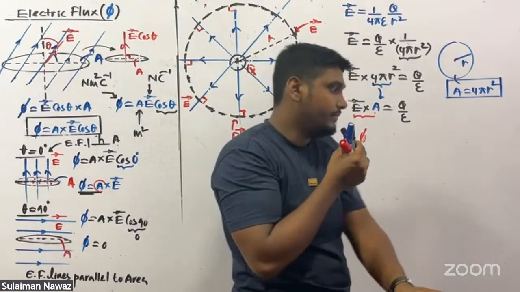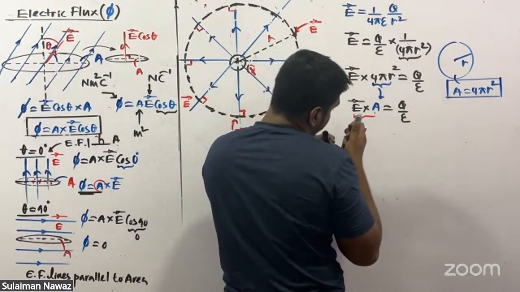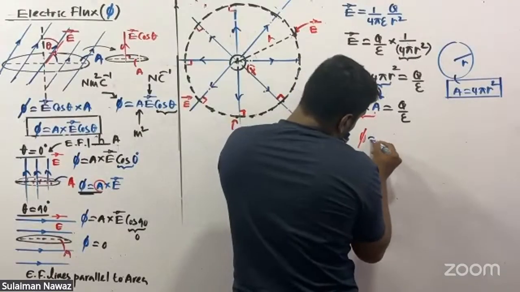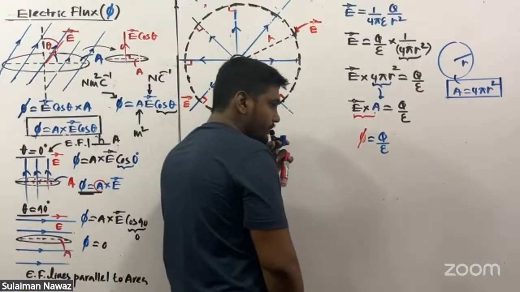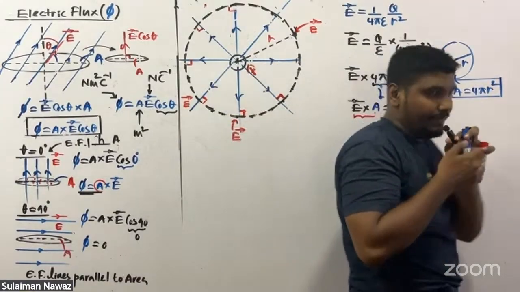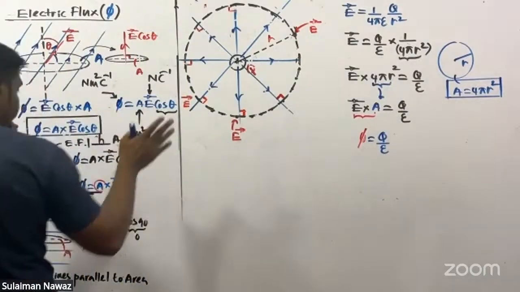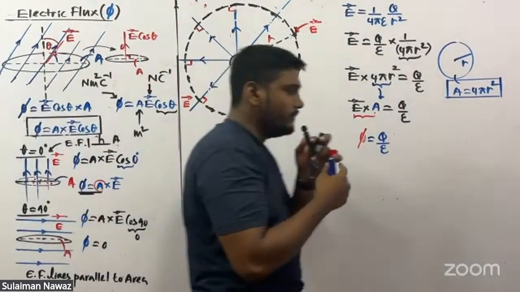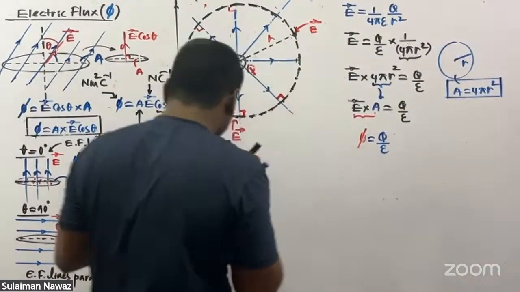This is the idea. Electric flux means we can write that it is equal to the charge over epsilon, right? Hands up, this story is very clear. Just compare. If you compare the story, you will understand.